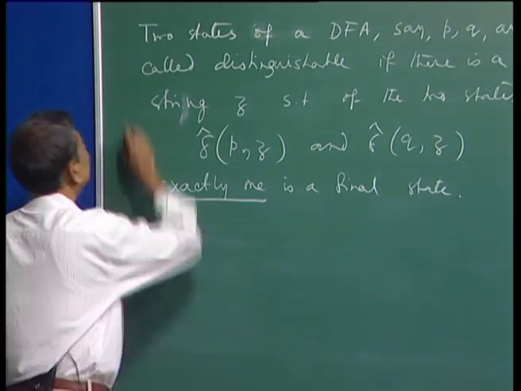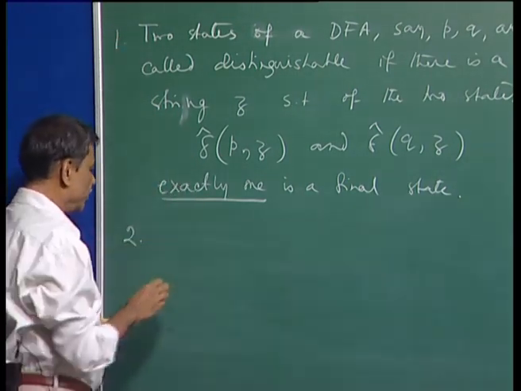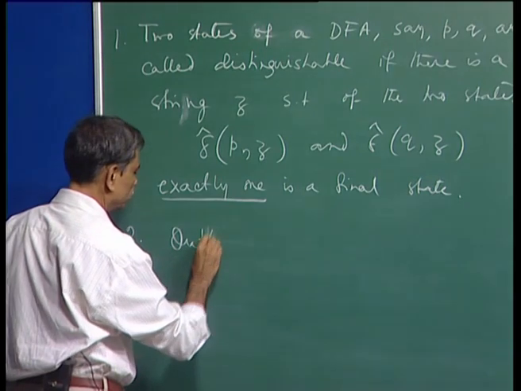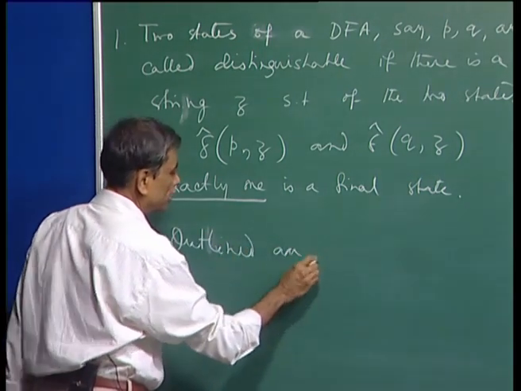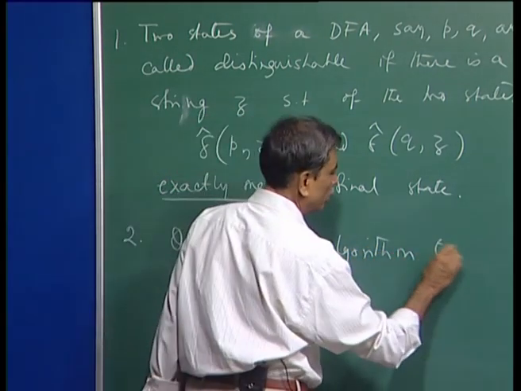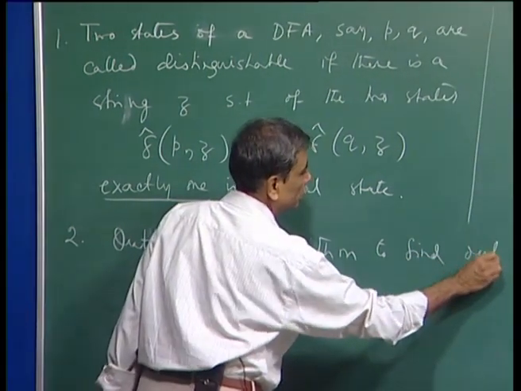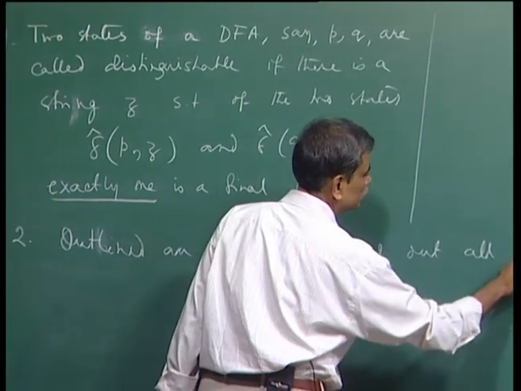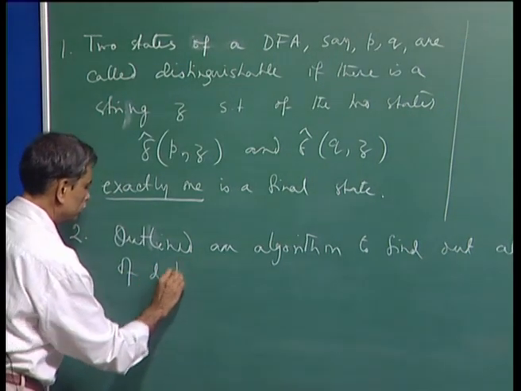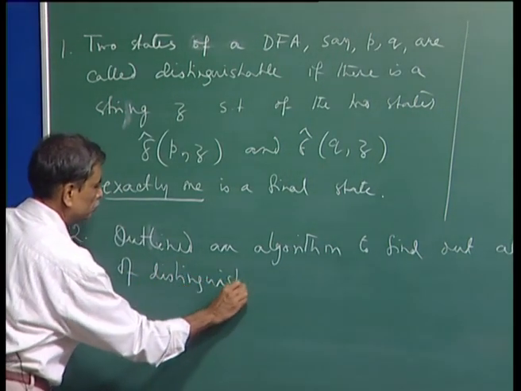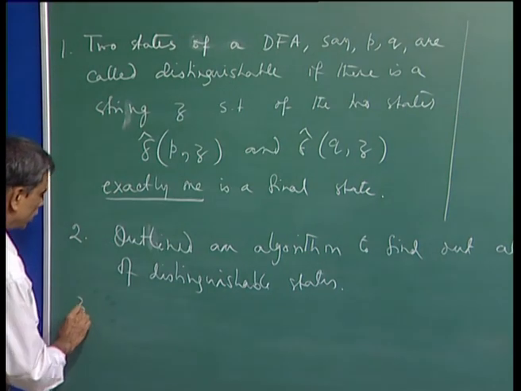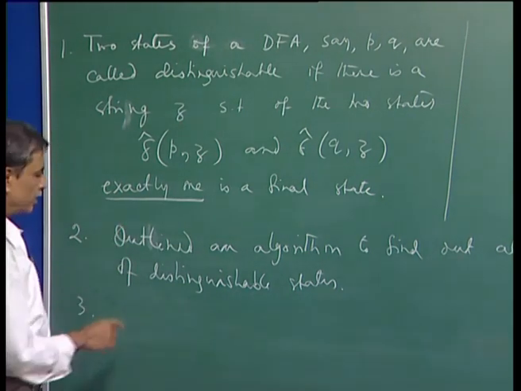This is of course the definition. The other thing we did was that we outlined an algorithm to find out all pairs of distinguishable states. And then we proved that the algorithm is correct.